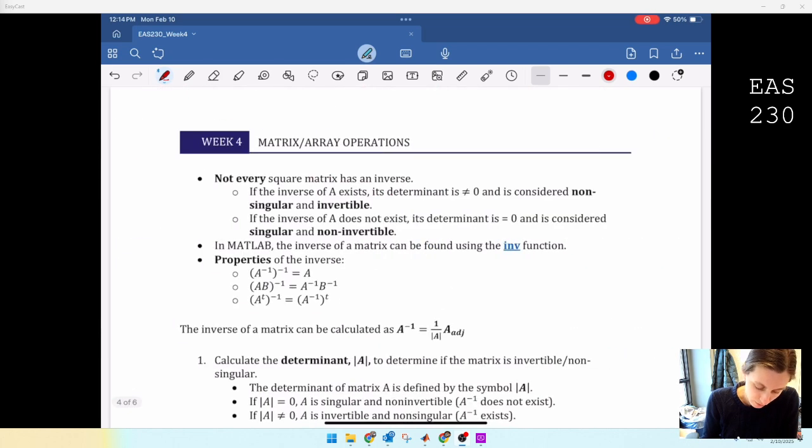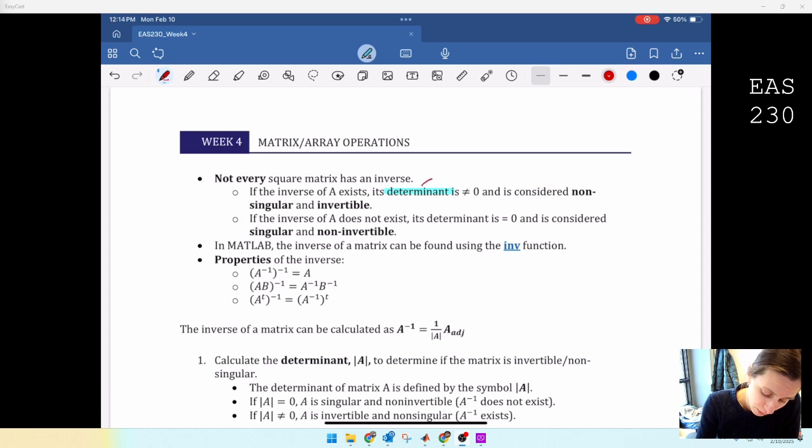And only square matrices have inverses. So that means not every square matrix has an inverse either. So square matrix, but not every square matrix. In order to figure out if a matrix has an inverse, we need to calculate the determinant. We will talk about how to calculate determinants for 2x2 matrices right now. We will get to bigger determinants later on in the class.